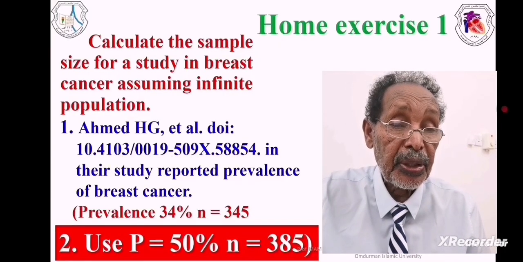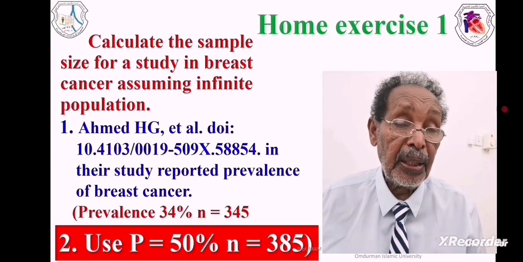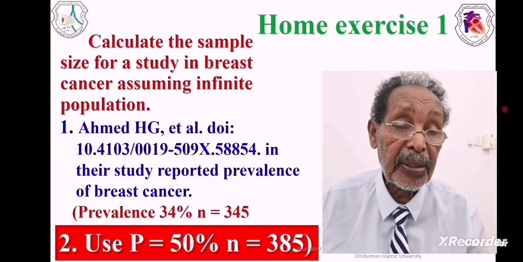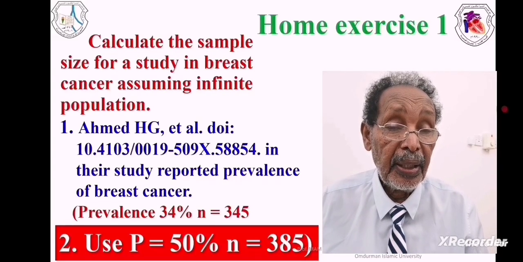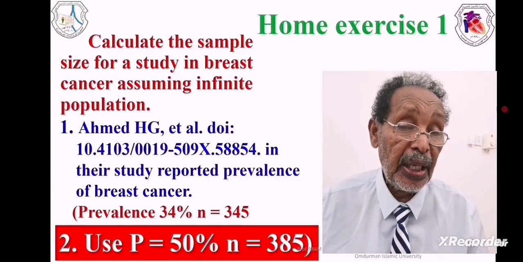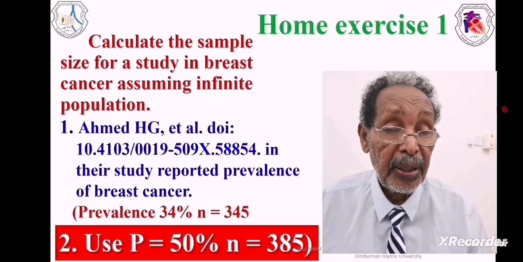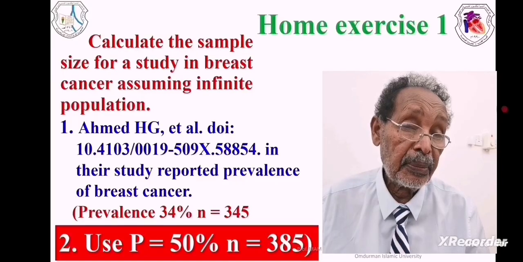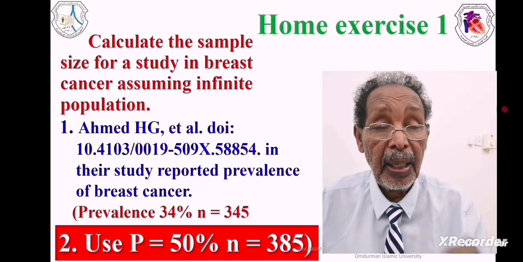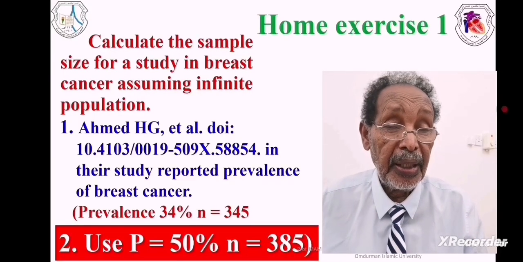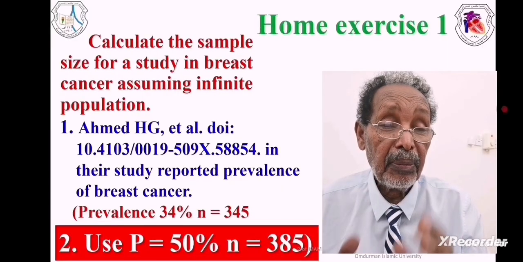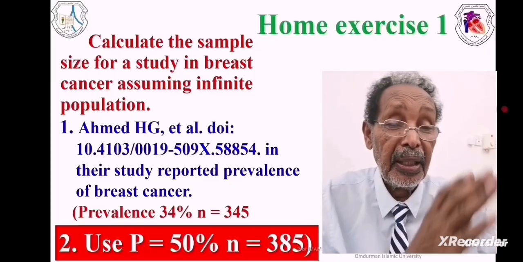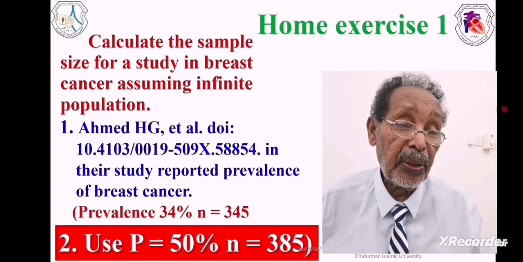And if you use a liberal parameter proportion, that is 50%, you will get the sample size 385. And the difference is not that big, because the difference between 34% and 50% is not that big. I will remind you of the formula again. It is the z-value squared multiplied by the parameter multiplied by 1 minus the parameter, divided by the margin of error squared.